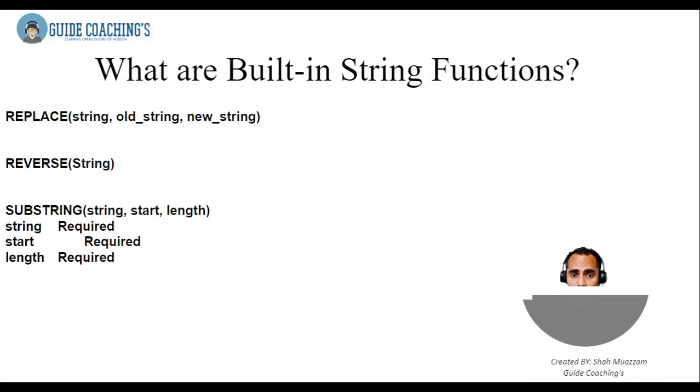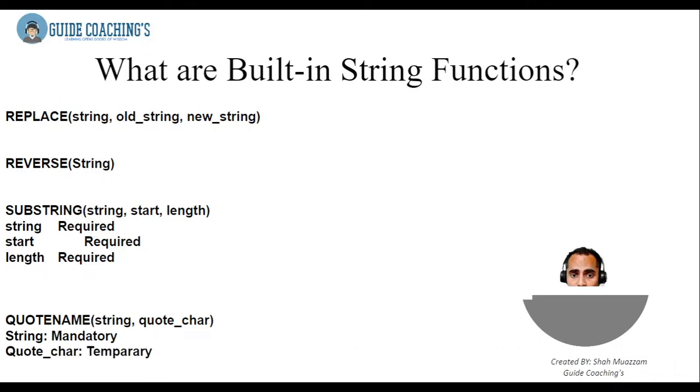We will see the example, and that will be more easy for you to understand. Then we have quote name. So what is quote name? Quote could be double inverted quote, or curly brackets, or square brackets, or angular brackets. That's how we can quote any particular character or string. So we use quote for that, and for that the string is mandatory and the quote character is optional. So let's see the example of it.